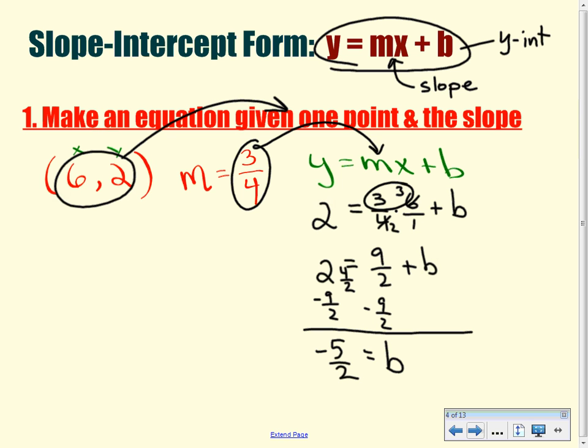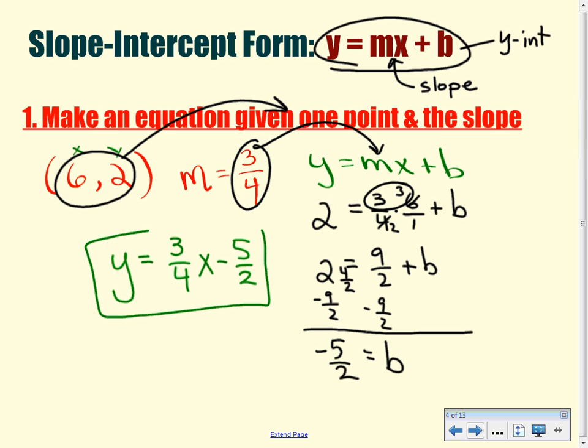And so we have our b, we have our y-intercept, so we're just going to get ready to rewrite the whole thing. Put back our placeholder of y. We know our slope is 3/4, and our y-intercept usually goes down the end like that.